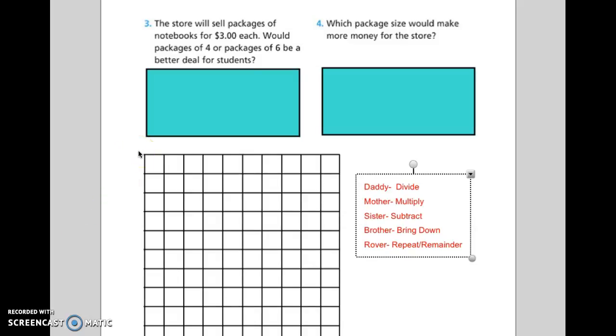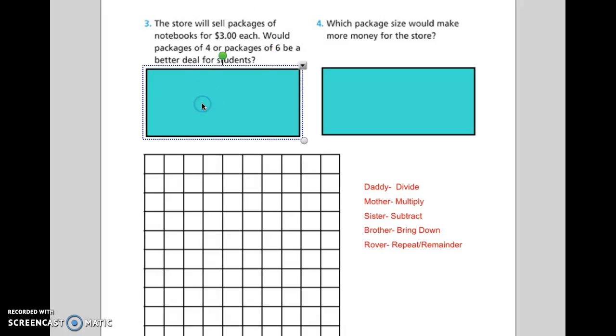Here we go. This one says, the store will sell packages of notebooks for $3 each. Would packages of 4 or packages of 6 be a better deal for the students? So this is kind of more of a logic problem. So I could get 4 packages for $3, or I could get 6 packages for $3. Which one do you think is a better deal, right? Would you rather pay $3 for 4, or would you rather get 2 extra for the same price?